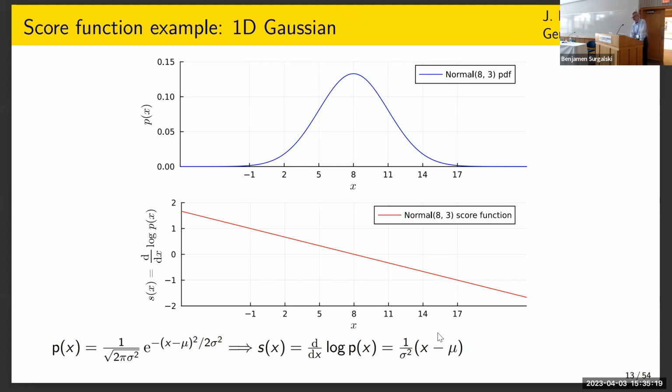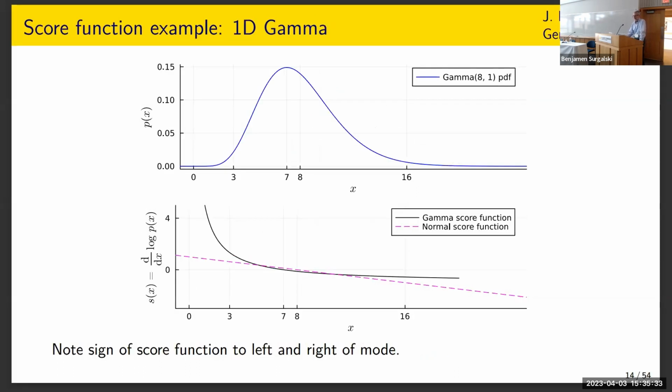In fact, there's the derivation, the formula below. It has an intercept of 0 at the mean, and it has a slope that's inversely proportional to the variance of the distribution. So if we're modeling Gaussians, this would be a pretty easy thing to do. Something like the gamma distribution that I mentioned earlier has a little more complicated score function.